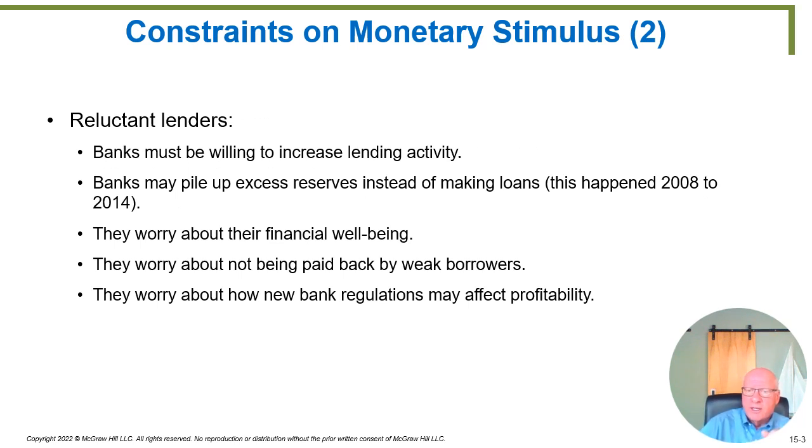Here's another constraint. Let's assume that we have what are called reluctant lenders. And that should be pretty much common sense what it means. Banks are reluctant to increase their lending activity. They don't want to make business loans. They don't want to make car loans. They don't want to make home loans because why?